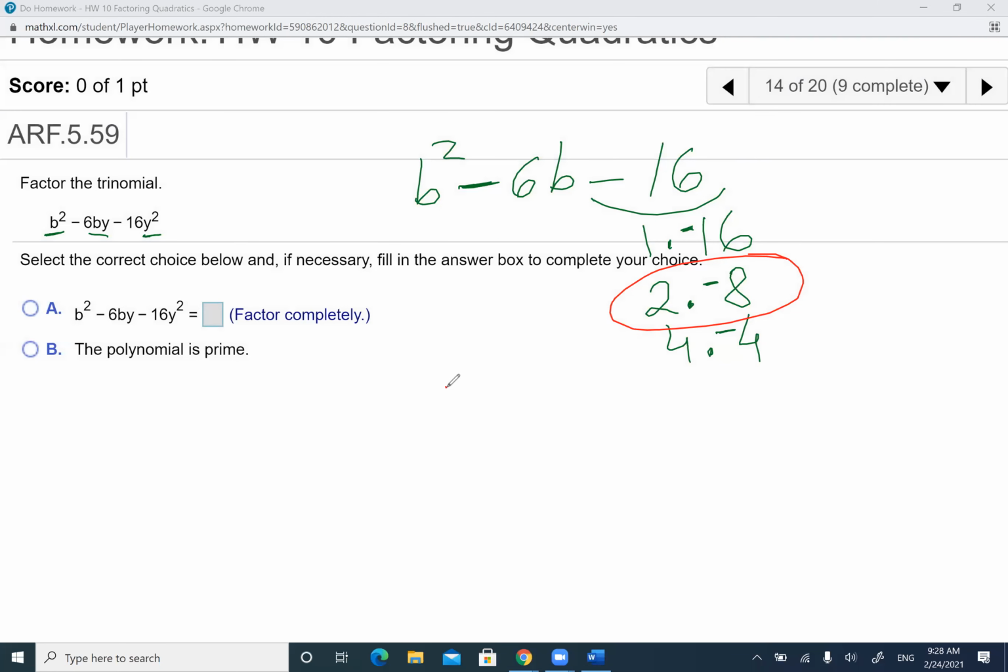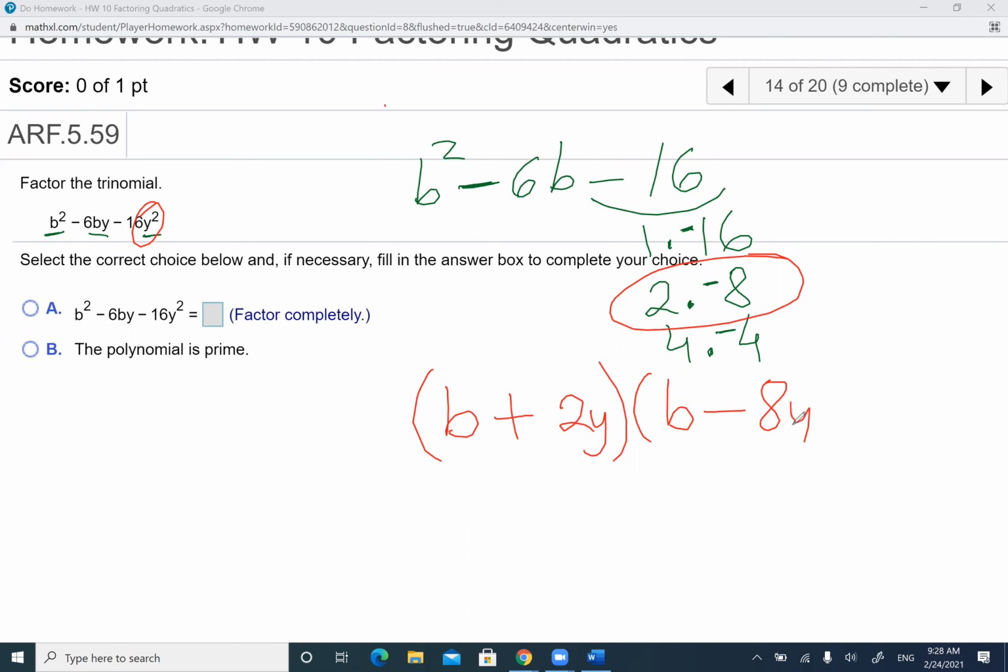So I'm going to get B plus 2, because it's a positive, and B minus 8. Now, what you're doing here, remember we forget about the Y. We have to put the Y now, and this is why you put the Y. You put the Y next to the number here. Okay? So you put Y next to these numbers.